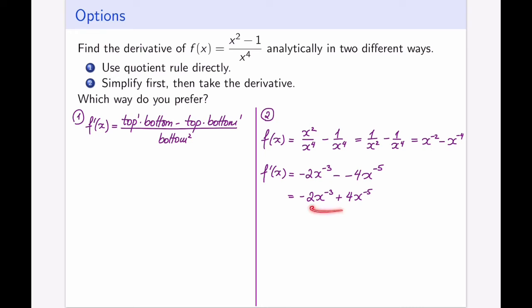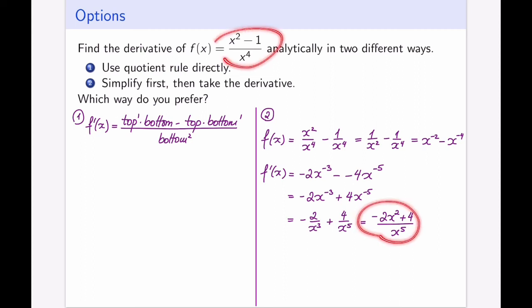If you don't like negative powers, you can simplify this to have positive powers by introducing the denominators back, right? So if we really wish to, we can say, okay, well, this is minus 2 over x cubed, and this is 4 over x to the fifth, and I can even do the common denominators and bring these two back together. The common denominator will be x to the fifth, so I know that I have to multiply the first term by x squared. So overall, I'm going to have minus 2x squared plus 4 divided by x to the power 5. Okay, this is now in the exact same form as the original, so this might be good for some specific examples.